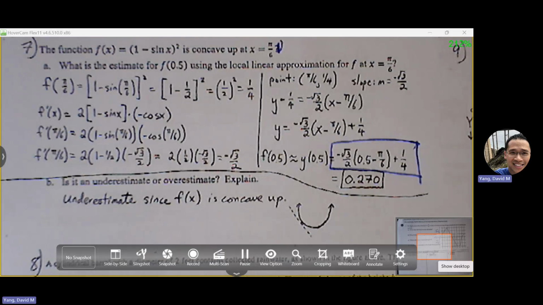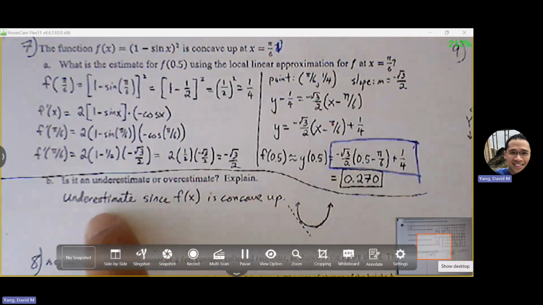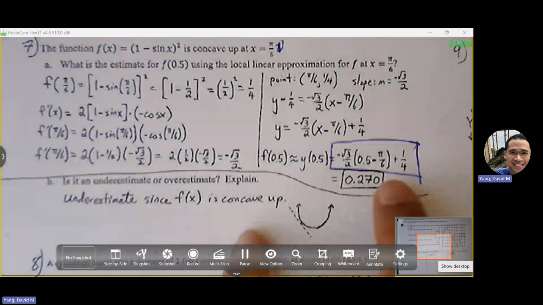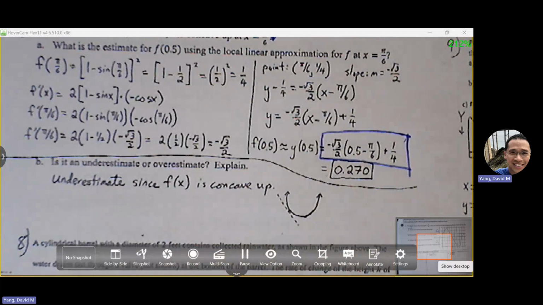Okay, number 8, we have a cylinder barrel. Sorry, for part B of number 7, you have to say f of x at x equals pi over 6. Well, everything is already at pi over 6, so the assumption is that it's at pi over 6. That should be okay, because this whole problem is centered at pi over 6, so we don't have to specify pi over 6. Okay.